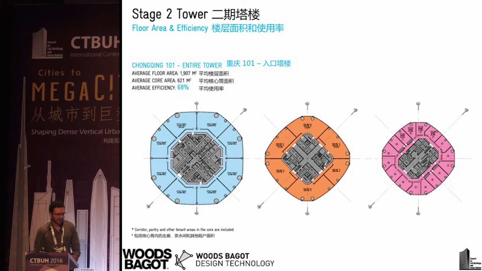And here we can see some examples of what that core to perimeter tenancy relationship looks like per program stack, with an average efficiency there of 68. And this is also where I'd like to point out the relationship between the space planning and the outside facade. So ultimately, this is a tower with eight facades. And that started to be justified here as we work with the client to find the right floor areas for the different types of tenancies we have.